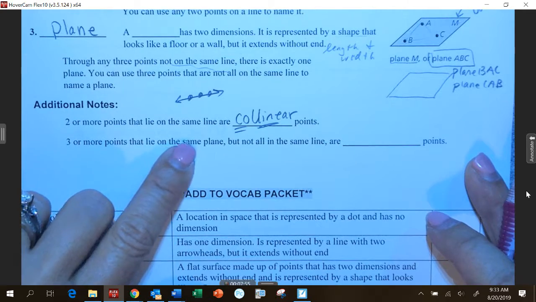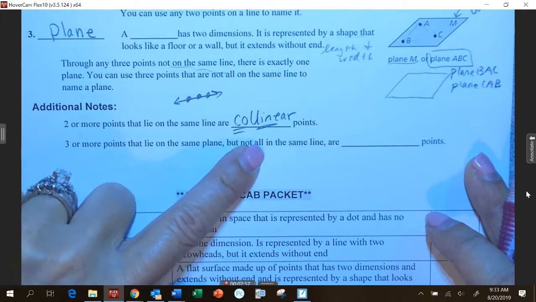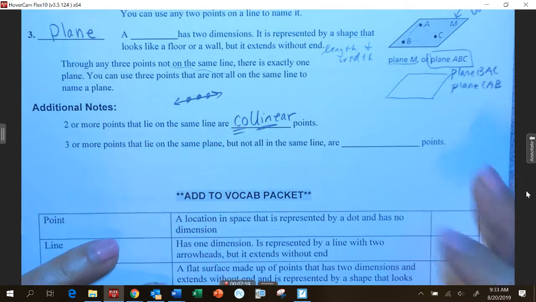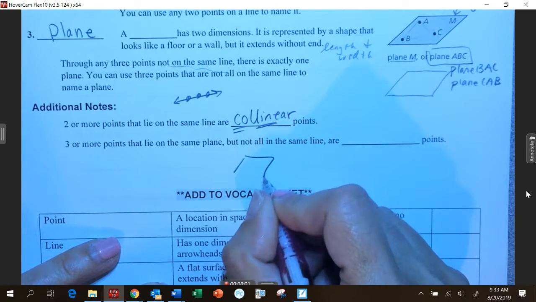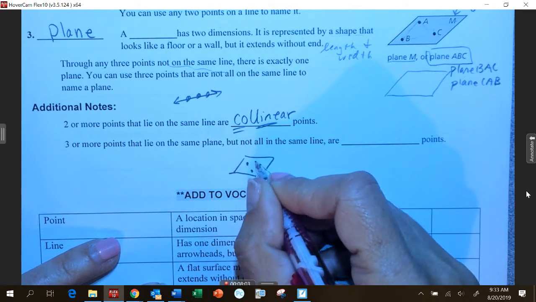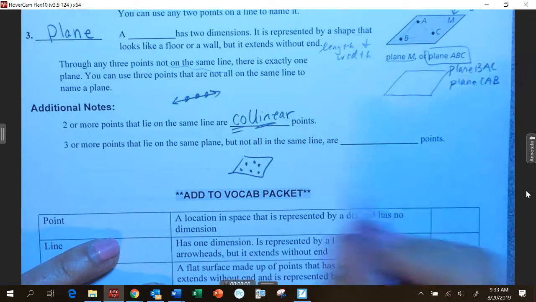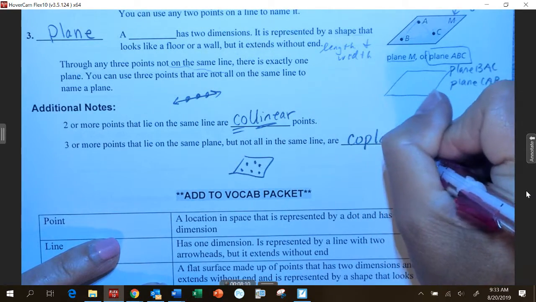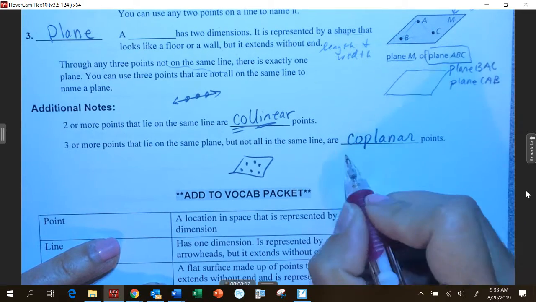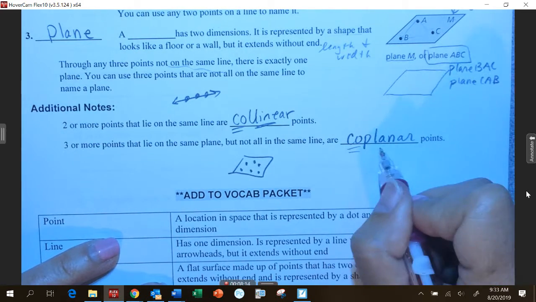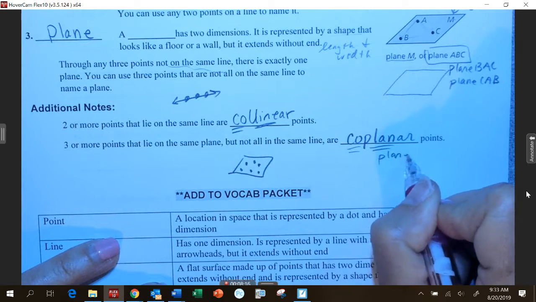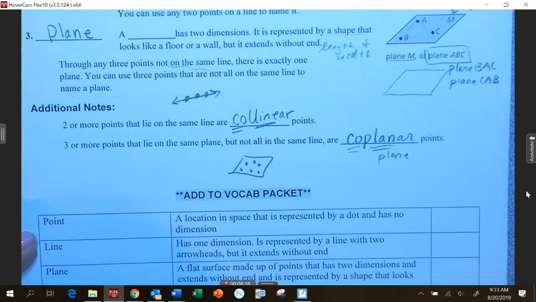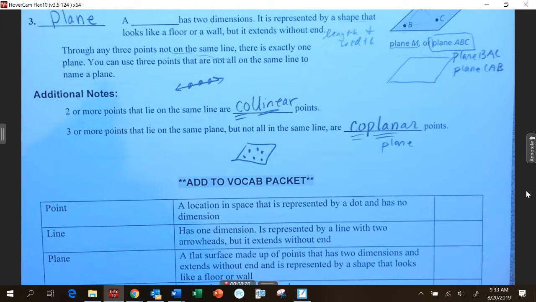3 or more points that lie in the same plane, but not in the same line. So 3 points lie in the same plane, or more, but not in the same line are called coplanar. So you see the co, and you'll see part of the word plane, but then it has an AR instead of the ER. Coplanar. Same plane.